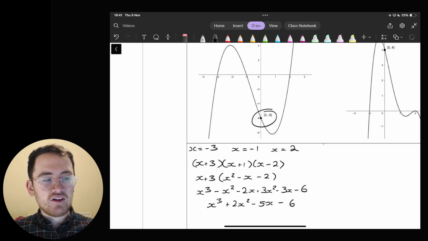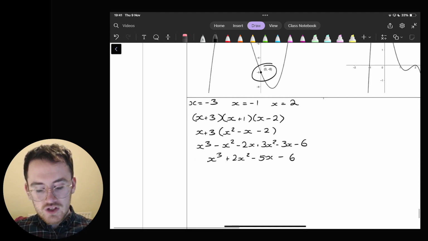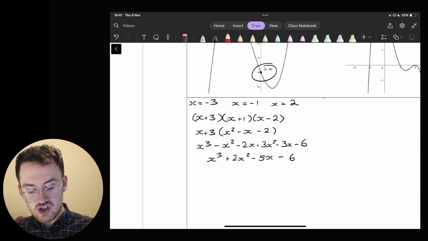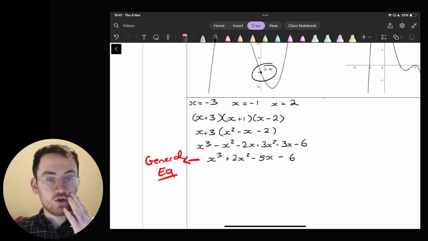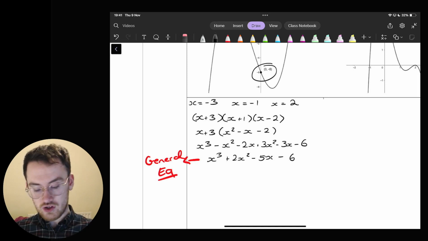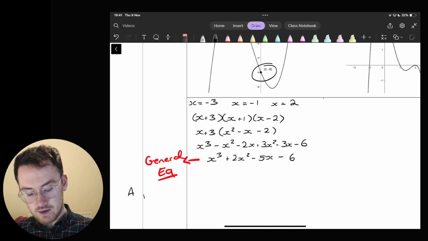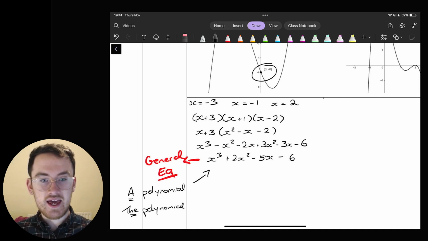So we're looking at the equation, writing the expression for this polynomial here. So this is like a general equation for a polynomial that has these roots. So if you like, this is a polynomial. We don't want a polynomial. We want the polynomial. We want the polynomial that's in the graph. So this is a polynomial.